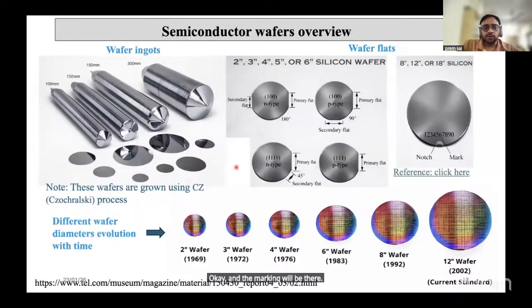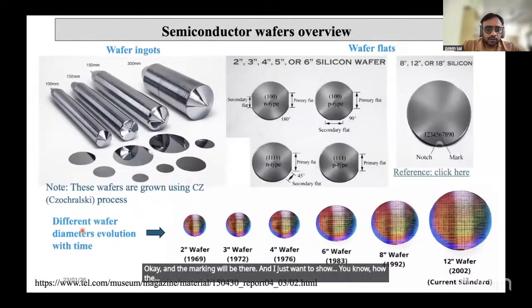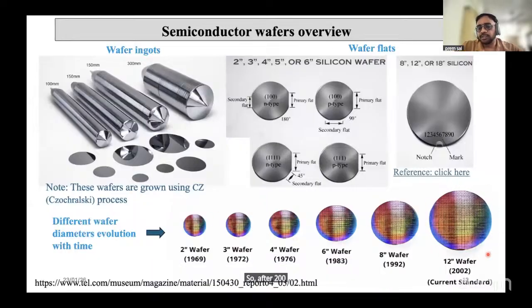And I just want to show how the different wafer diameters evolved with time, the same information that I was talking about. After 2002, a lot of CMOS got stuck with this. I just want to say for 2-inch, the thickness is around 275 micron. Then for 4-inch, it is around 500. For 12-inch, it is around 725 to 800, that range.